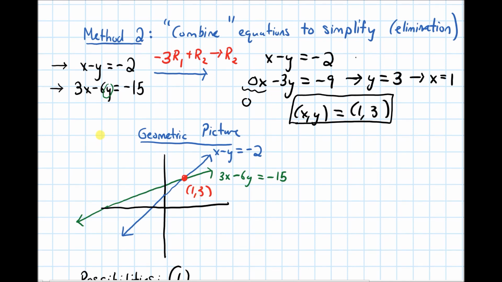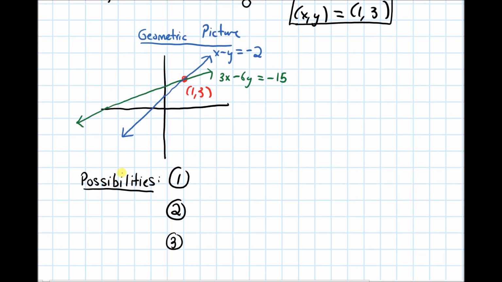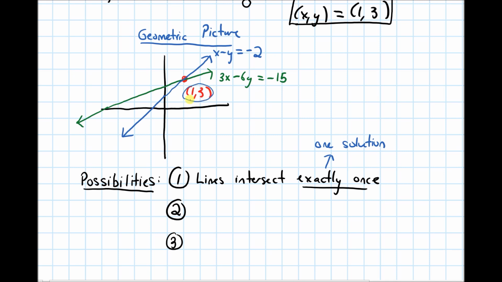All right. So in general, when we have a system of two linear equations like this that I can draw in the plane, there's 3 possibilities for what the lines can look like. The first is, like in this picture, the lines intersect exactly once. So the lines will sometimes intersect exactly once. And if that happens, then there is one solution to the system of linear equations, just like we found here. It was just the point 1, 3, one solution.